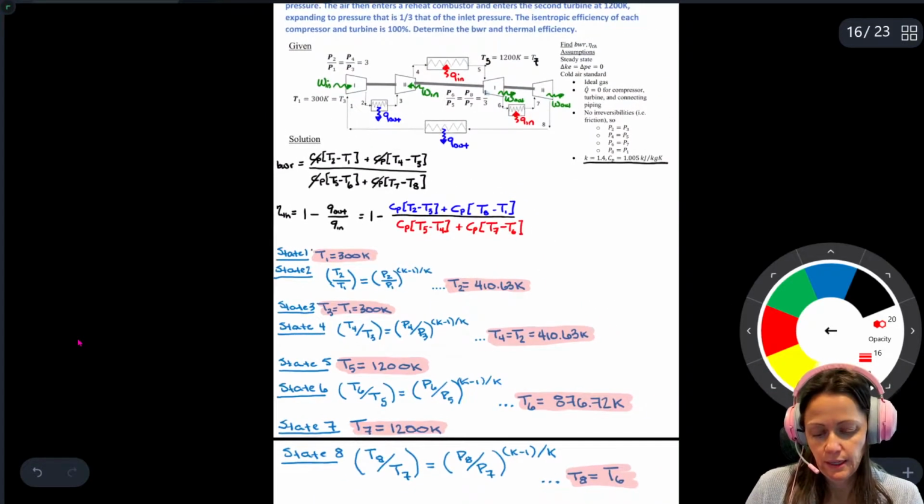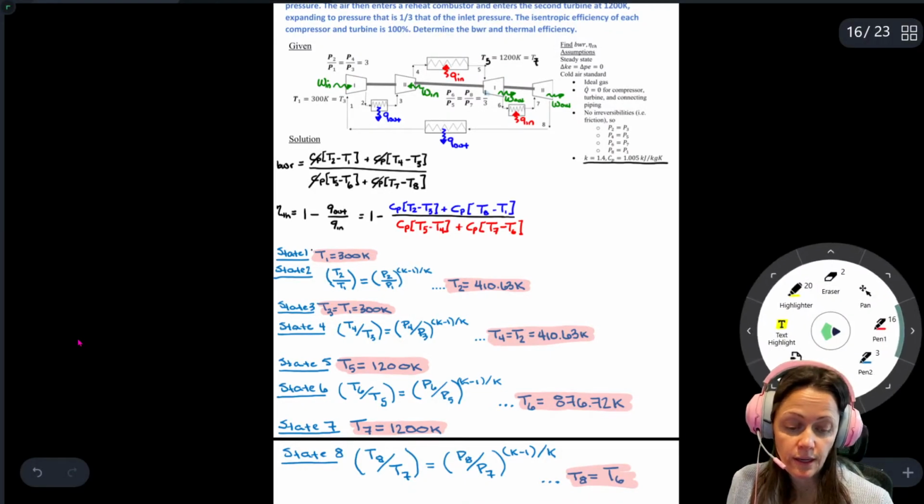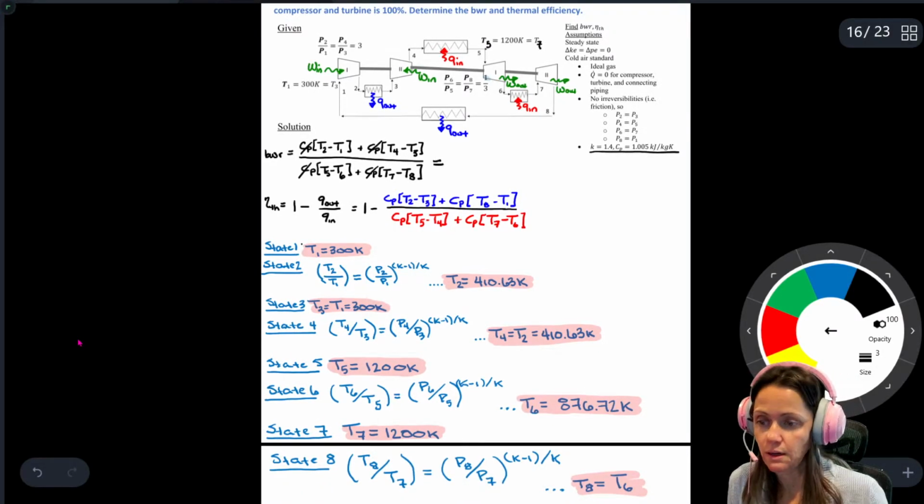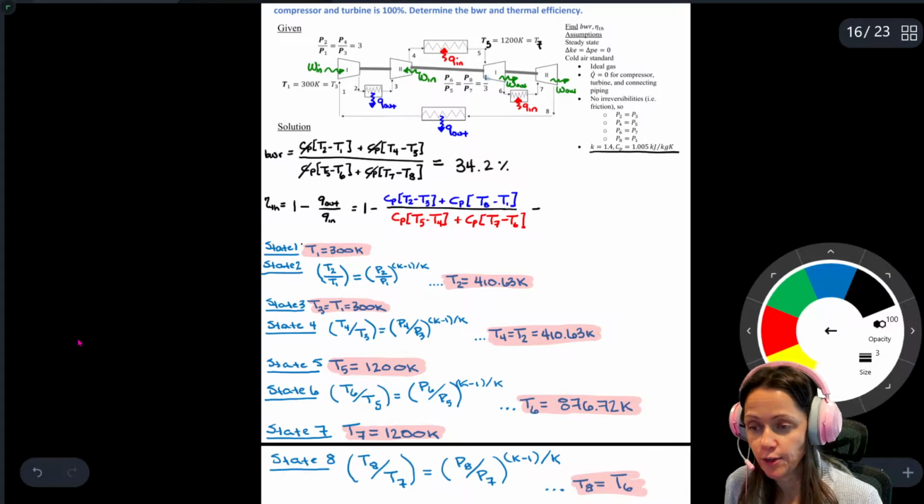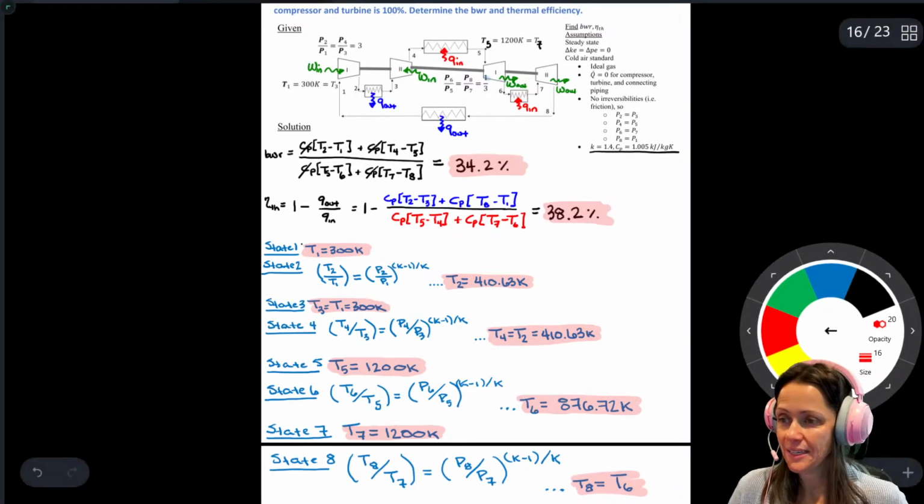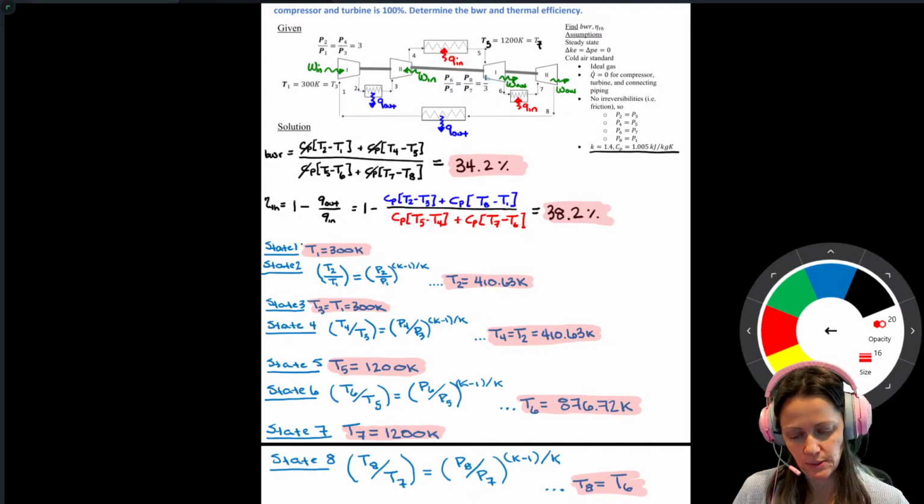All right. And so at this point, I've got everything that I need. I've got all my temperatures, and so if I plug all of that in, I get a back work ratio of 0.342, or 34.2%, and then I get a thermal efficiency of 38.2%. Perfect. Kind of highlight it as well. Okay. Righty. So, got the next one.